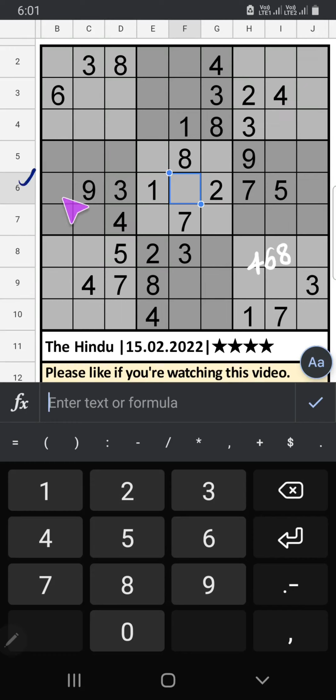6th row, 3 numbers are remaining, 4, 6, 8. Column B, 4th grade. We have 4 and 6. 4 and 6 can't come in this cell. It will come in any one of the cells. Then only one number is remaining, 8. 8 is confirmed here.